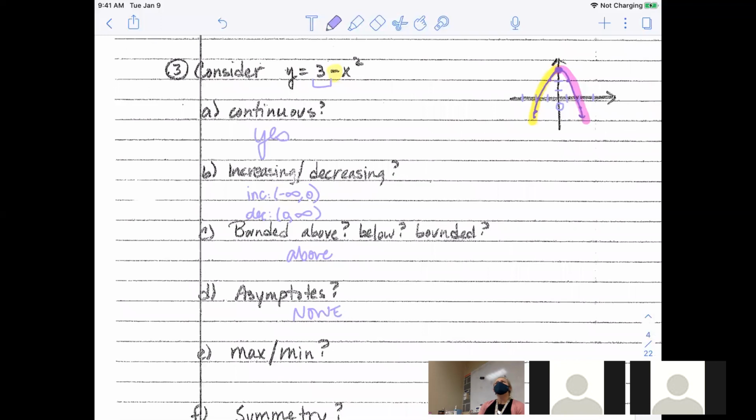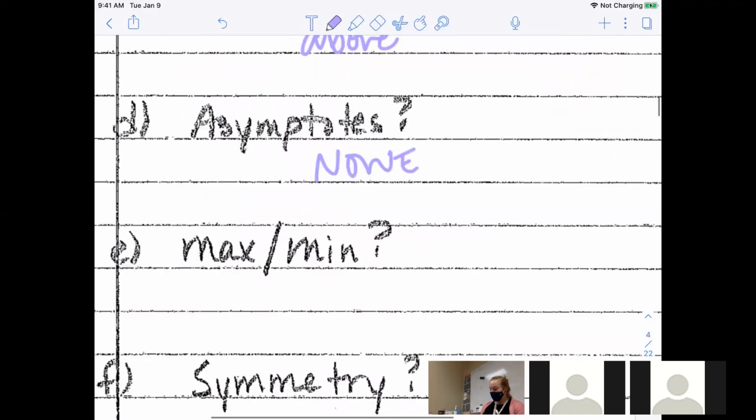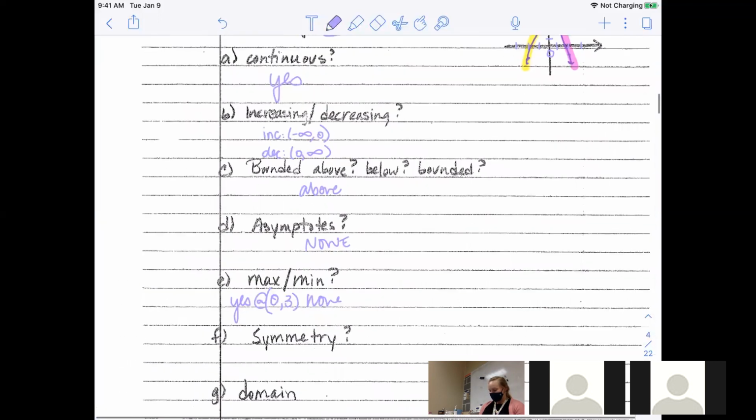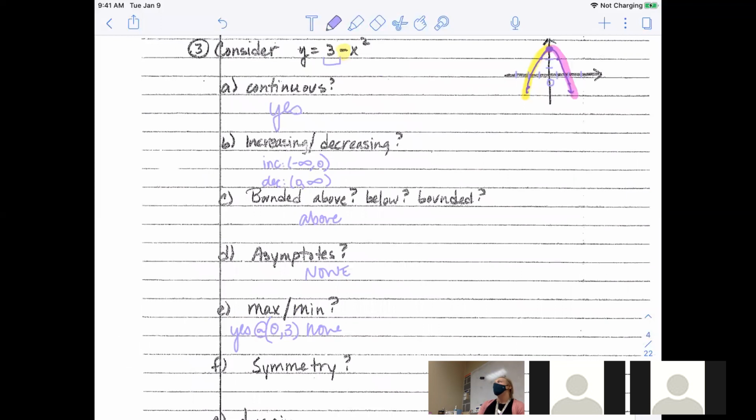What about max or min? What's a max? And where is it at, Jared? 0, 3. Very good. No min in this case, so I'm going to write none under min, and under max, I'm going to say yes and say 0, 3. What about symmetry? Is this symmetric? Yes.